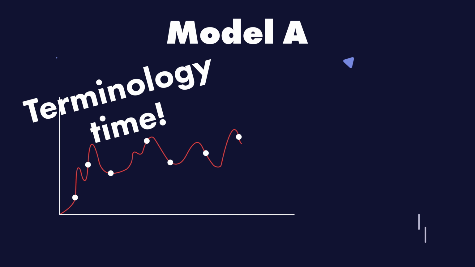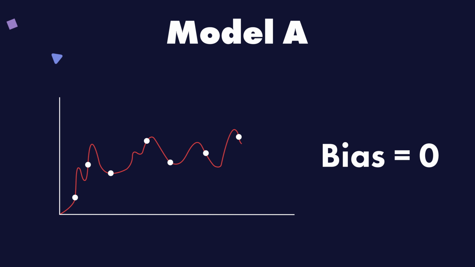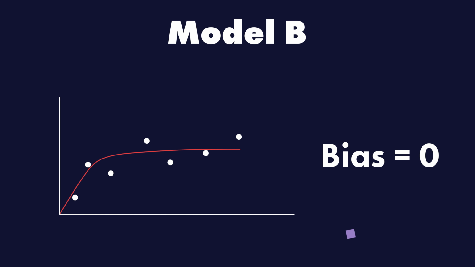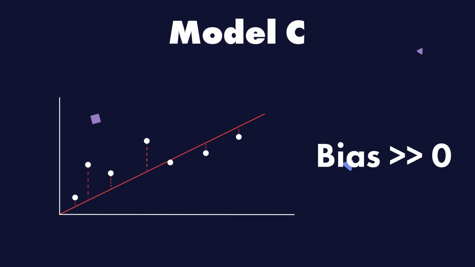Terminology time. How well the graph or model fits the data is called bias. Our Model A has zero bias, so it fits the data it knows, or that we have trained it with, perfectly. Model B, on the other hand, does not perfectly fit the data. The bias is fairly high. And to get back to this useless model, does it have a high or low bias? Correct, a very high bias.